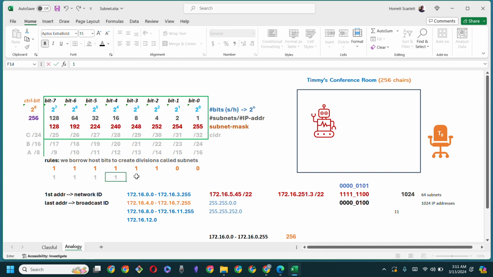That leaves 11. Well, from the 11, we can get an 8. So let me put that there, and we take the 8. And that leaves 3. It therefore means that we cannot get a 4. But we can get a 2. And we can get a 1. And that gives us back the 3. So we get a 2, and we get a 1. That carries us down to 0.